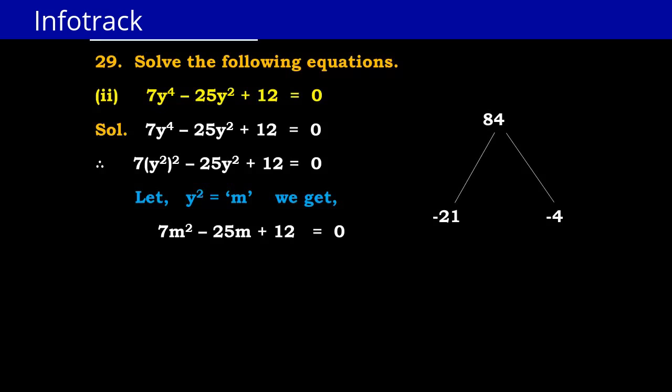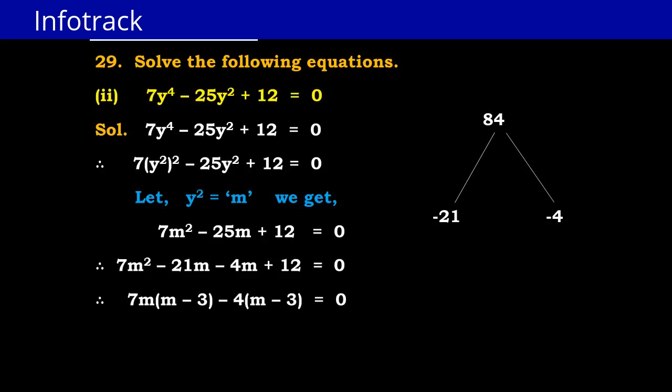So we can split the middle term as 7m² − 21m − 4m + 12 = 0. Now you can make groups of 2's. From the first two terms we can take 7m common, in the bracket we get m − 3, and from the next two terms we can take −4 common, in the next bracket you will get m − 3 = 0.